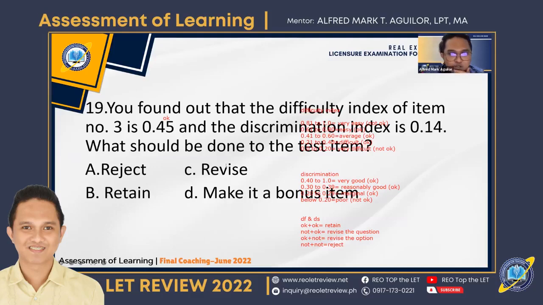So okay plus not okay. Alin po dyan? Okay and not okay. So we have revised the option. So in other words, we have to revise. Okay? Isa lang naman yung merong word na revise here. So the option here is to revise. Okay? So in particular, we have to revise the option. So that is how we interpret. Okay, very good, revised. Okay, and then last item.